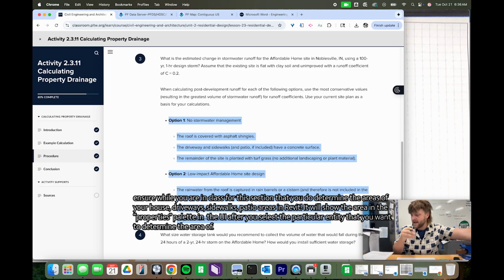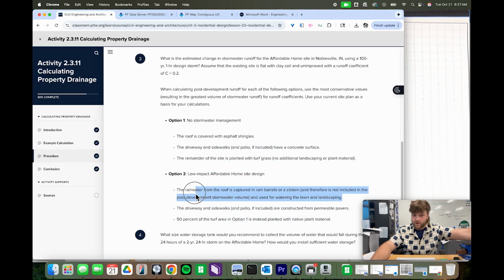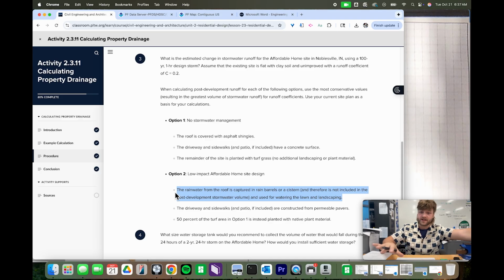So as you're doing that, make sure you're breaking it down. What are all the different types of materials that you have on your site? And then calculate the Q value for each of those. Keep in mind, once you get to option 2, although the roof is one of your materials, since you are collecting all the rainwater from that roof into the rain barrel or the cistern, you're not going to include that in your post-development stormwater volume. Ensure that you note in your documentation, though, that the reason you're not including that is because we're capturing that rainwater in the rain barrel or the cistern.